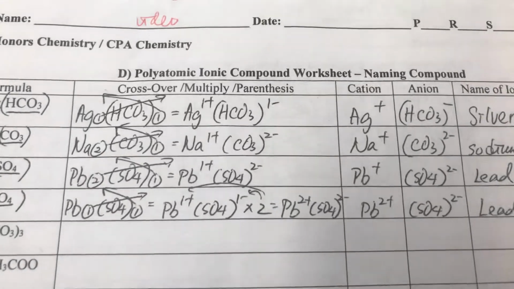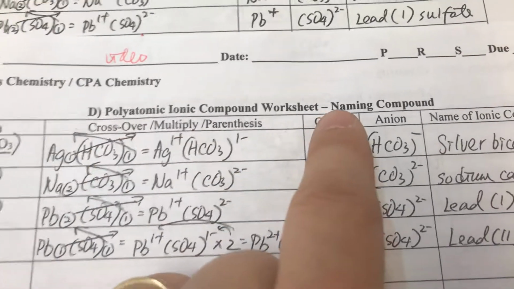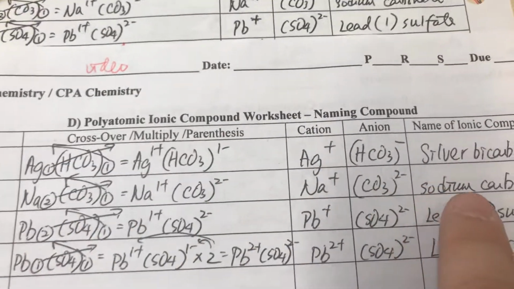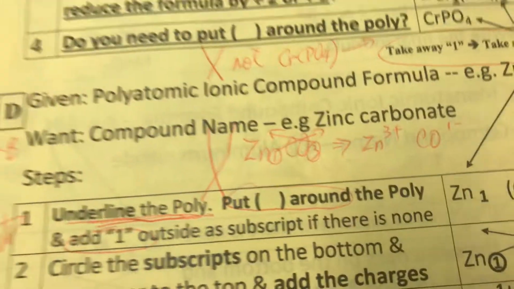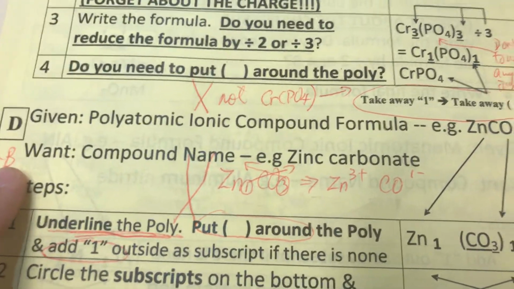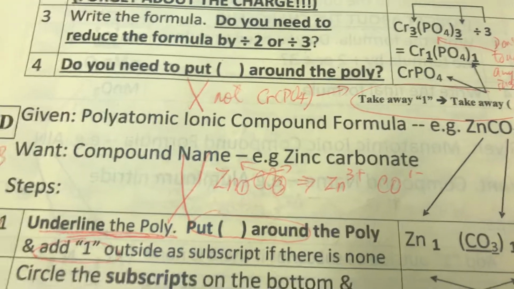In this video, I'm going to talk about the polyionic compound worksheet D, which is naming compounds. So when I give you the formula, you need to give me the name. Okay, so let's talk about the yellow D step. The D is really similar to the B step, except there's one extra step on the poly before you start.